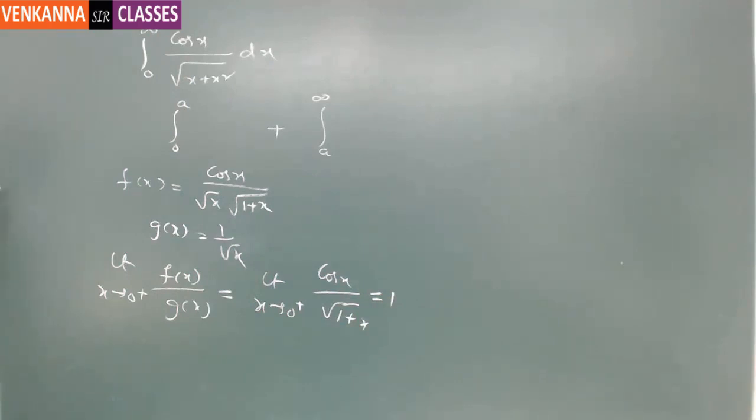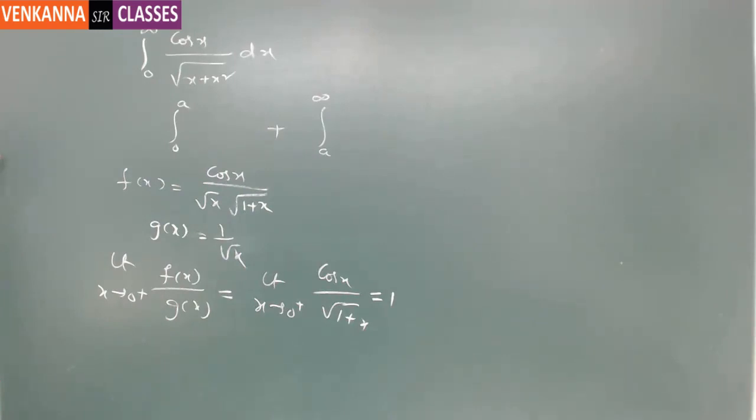So, by the limit comparison test, both f and g converge or diverge together. Since g is convergent because the power is less than 1, f is also convergent. So the first integral is convergent. Okay. Any questions over this part? Anyone? The thing that I am mentioning here, you need to write it on paper.